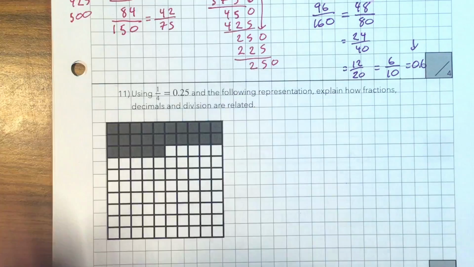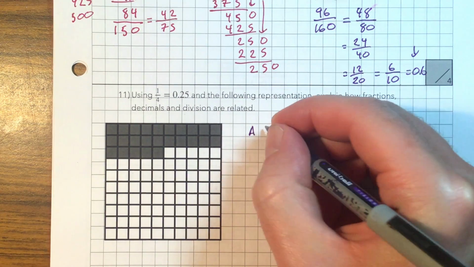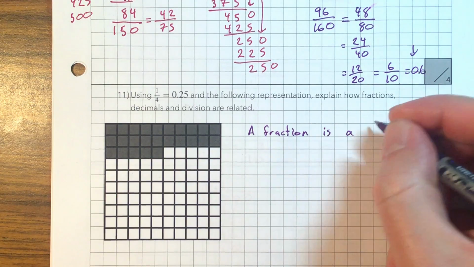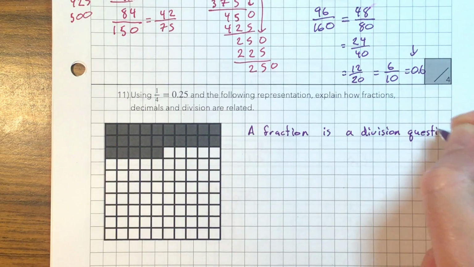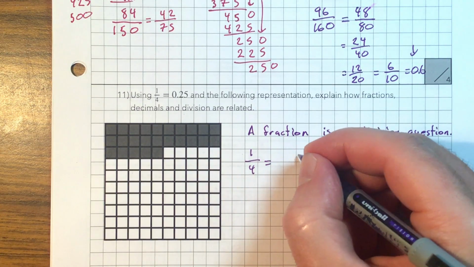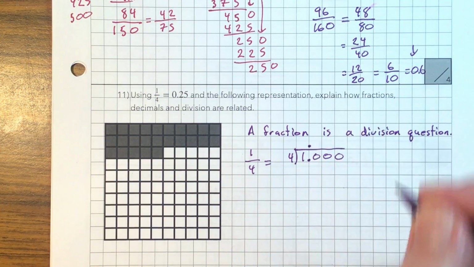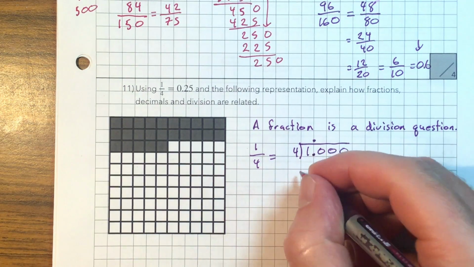All right, so using 1/4 equals 0.25 in the following representations, explain how fractions, decimals, and division are related. Well, first off, a fraction is a division question. That's number 1. So 1/4 is equal to 4 into 1 decimal 000. Right? The answer to this is a decimal.